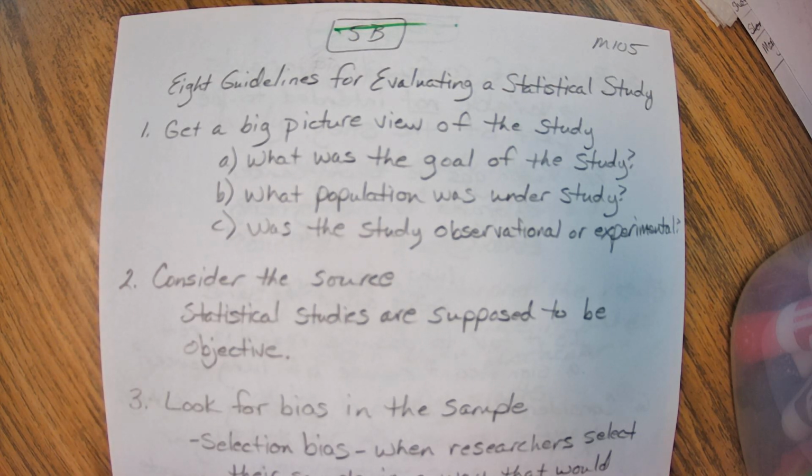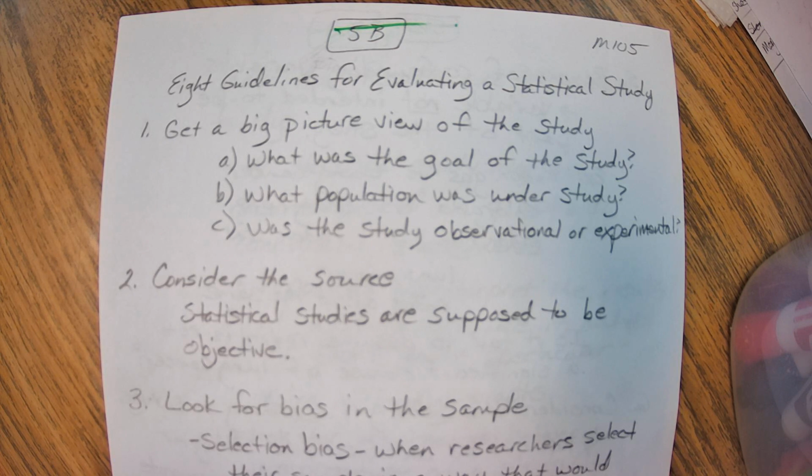Okay, this is Contemporary Math, section 5B. First, we're going to talk about the 8 guidelines for evaluating a statistical study. The very first guideline is to get a big picture view of the study. In other words, what was the goal? What population was under study? And was the study observational or experimental?